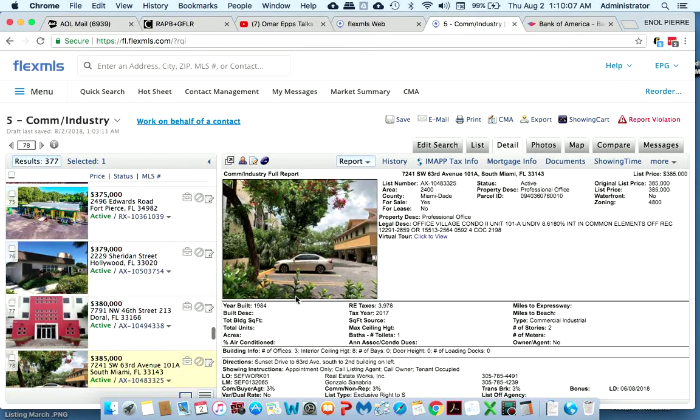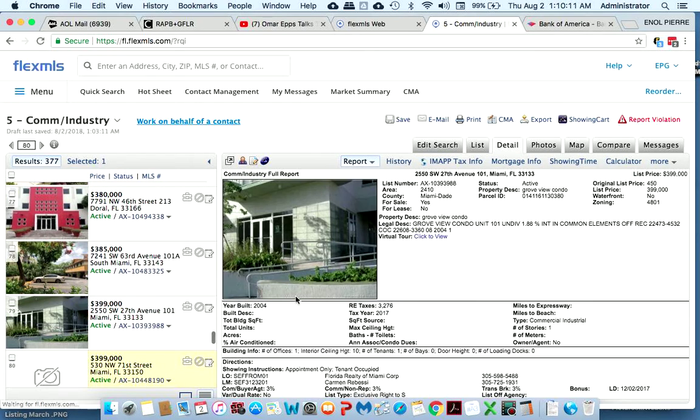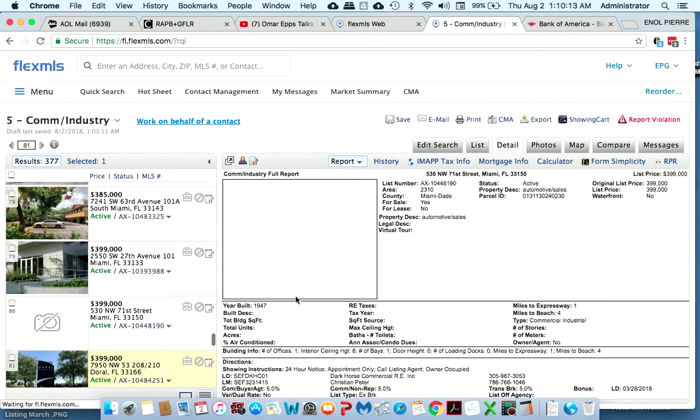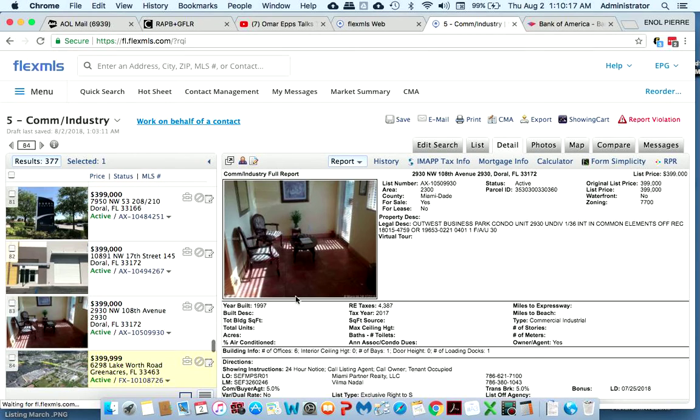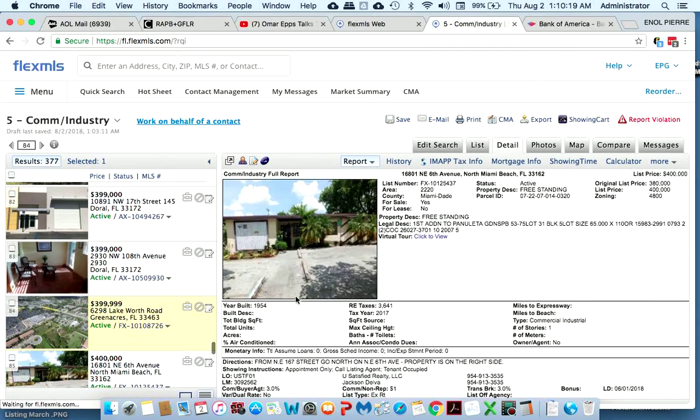The number we're on, we got a way to go. We're on 78. But good, we can kind of weed through. I can hurry up a little bit more. Garage, office building. We're not trying to buy nothing like that. What is this?